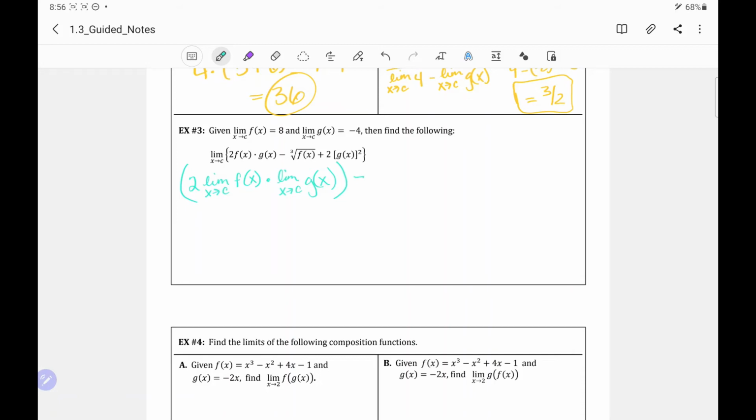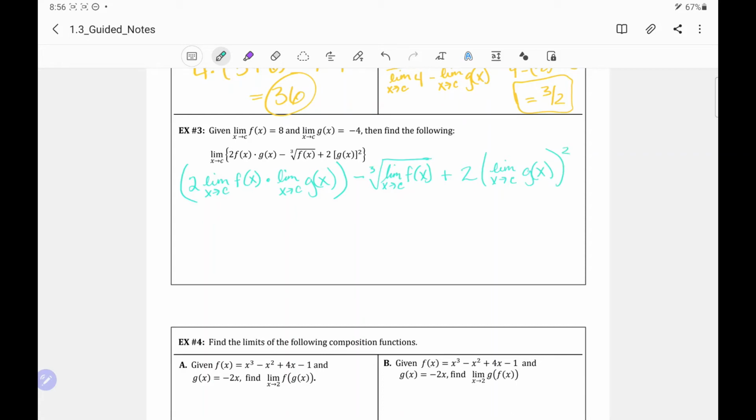Minus, we've got a cube root of f of x. So I'm going to do the cube root of the limit as x goes to c of f of x. So we just brought the cube root outside the limit. Plus 2 times the limit. Notice that g of x is squared, but the 2 is not squared, so I've got to put my parentheses. 2 times the limit as x goes to c of g of x squared.